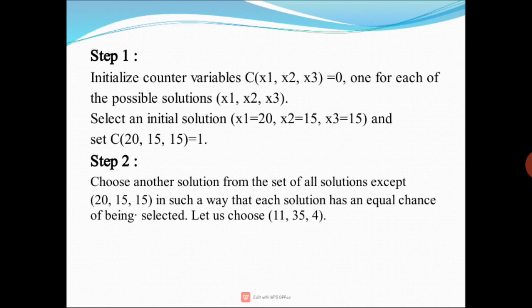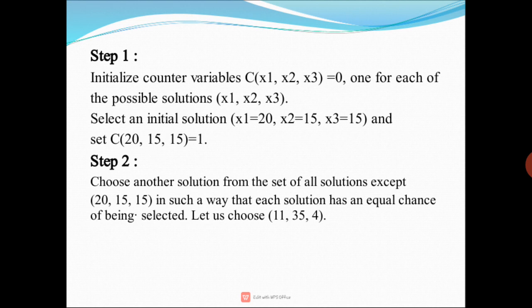The steps are as follows. First step, as we saw in the algorithm, initialize counter variables C of x1, x2, x3 equals 0 for each possible solution x1, x2, x3. Select an initial solution randomly: x1 equals 20, x2 equals 15, x3 equals 15, where x1 plus x2 plus x3 equals 50, and set the counter value of this solution 20, 15, 15 equals 1.